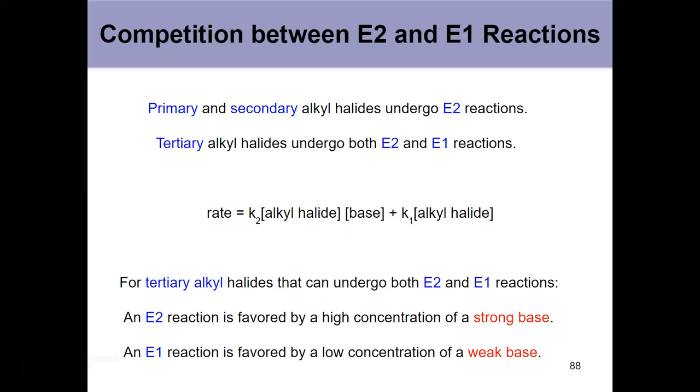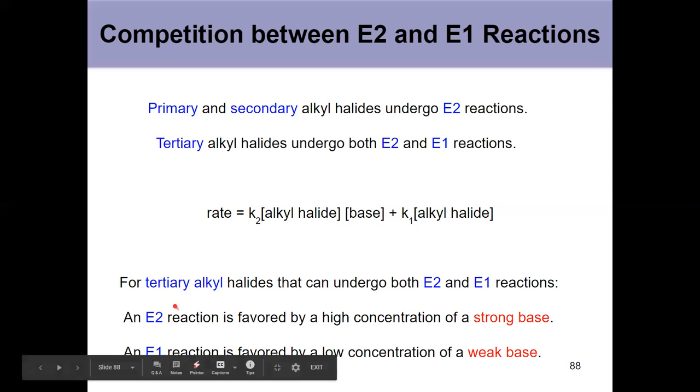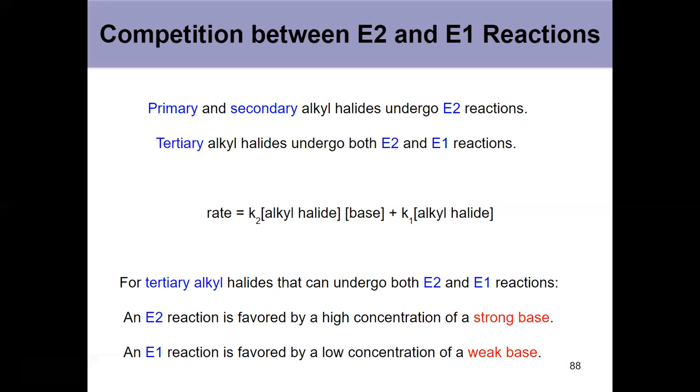So make sure you take that into mind, right? We talked about base strength previously. Something that's negatively charged, for example, is going to be a stronger base, favor E2. Take that all in mind. The factors for a tertiary alkyl halide: is it going to be E2 or is it going to be E1? And know the mechanism for both. But if it's primary or secondary, it's only going to do an E2 if it's an elimination.